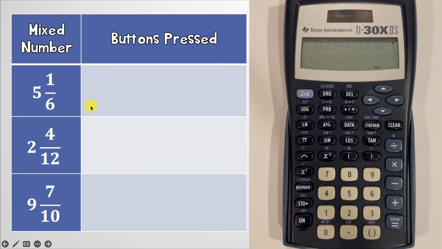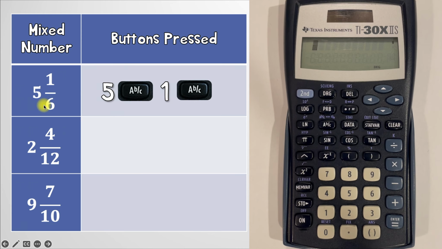Since 5 is our whole number, the first thing we'll do is we'll press 5. After that, because it's a mixed number, we'll then press the ABC button. After we press the ABC button, we'll enter our numerator, which is the number 1. Since we still have a fraction, we're going to hit the ABC button again. And then finally, we're going to enter our denominator, which is 6.